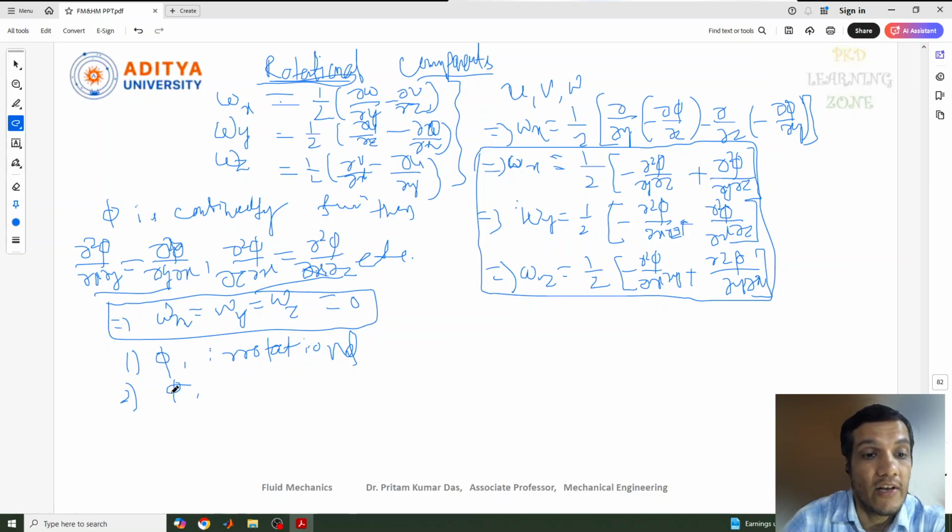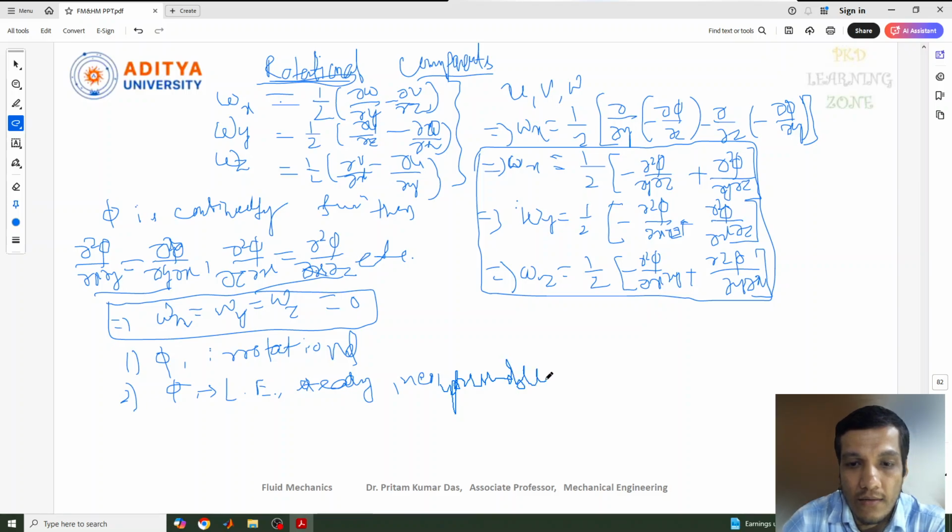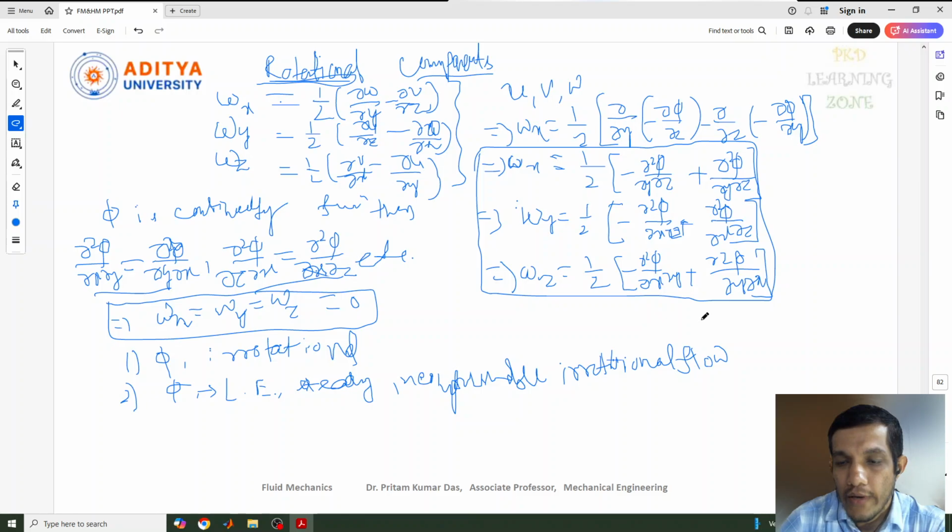So we can say when the velocity potential function satisfies the Laplace equation, okay, then it represents a possible steady and incompressible, irrotational flow. If it satisfies this Laplace equation, then the fluid will be possible, steady, incompressible, irrotational flow. Okay, so I hope you understand.